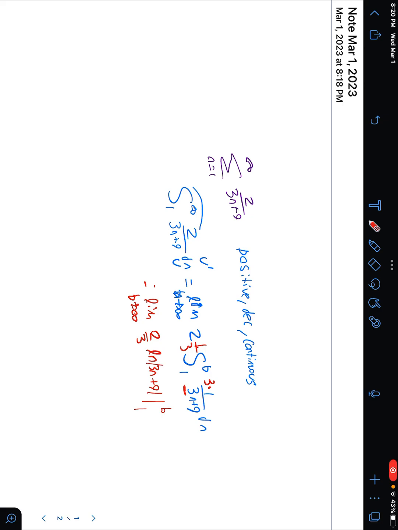Now what do you do here? You plug in infinity. We're going to get 2/3 ln of infinity minus 2/3 ln of 3 plus 9, 12. As a result, we're going to get infinity, which means that both diverge. And that's it. That is the integral test.